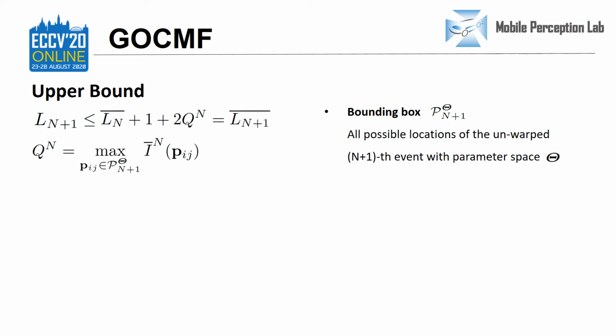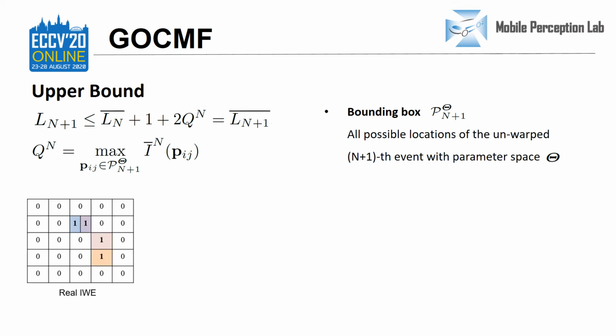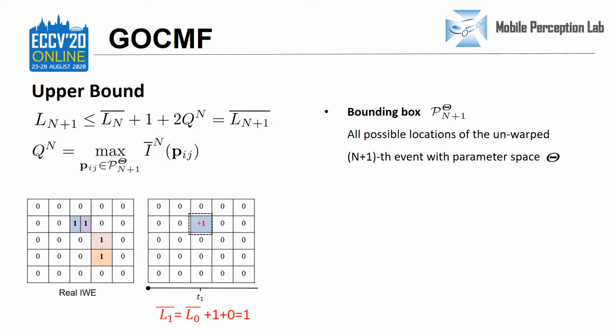Qn stands for the maximum intensity in the n+1's bounding box on the n's constructed IWE. As illustrated on the left as ground truth, there exist 4 events where 2 of them are warped onto the same pixel. For the first event at time t1, we calculate the bounding box and increment its pixel with maximum value by 1. Here, we choose the center of the bounding box since all the pixels have 0 value, and the upper bound for one event is 1.